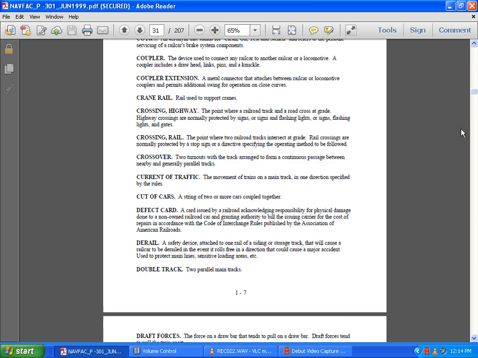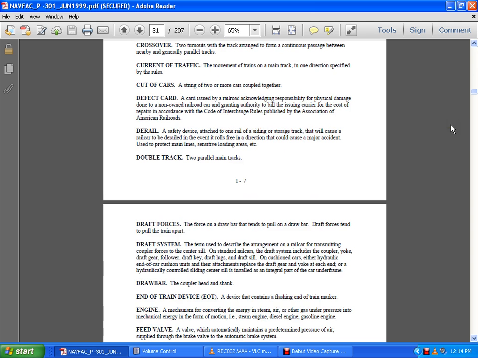The derail, safety devices attached to one side of a siding or storage track that will cause the railway car to derail in the event of it rolling free in a direction that could cause a major accident, used to protect the main lines and sensitive load areas. Double track, two parallel main tracks. Draft force is the pulling force on the drawbar.